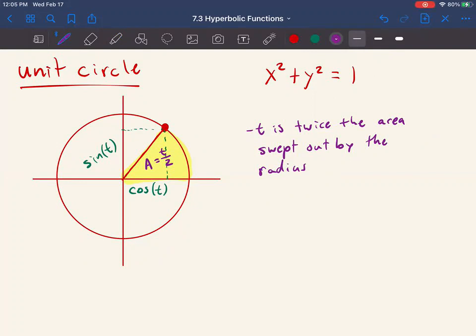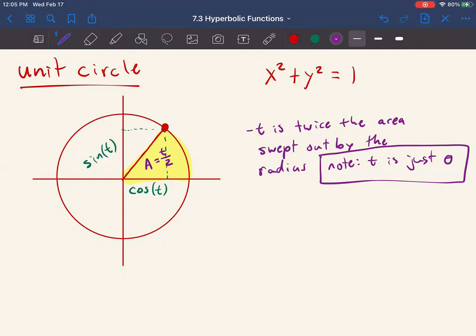In other words, we can just make a little note here. Note, t is just theta. So that's how it relates to whatever that area is.